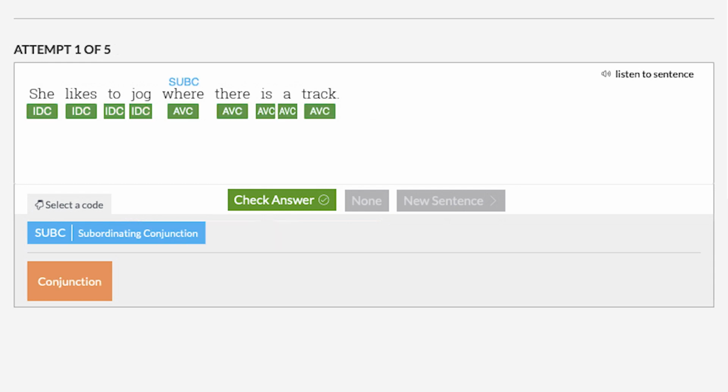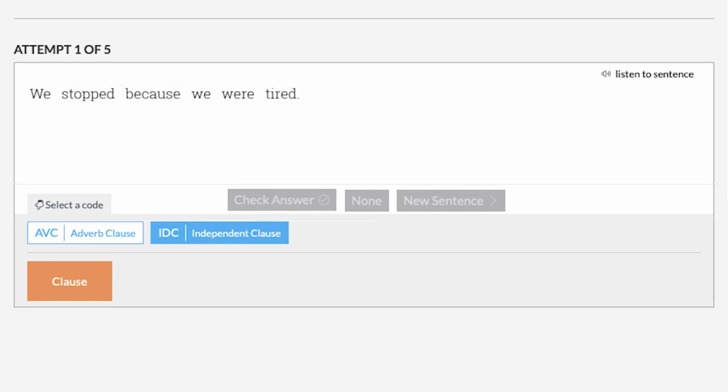The word where is a subordinating conjunction introducing the dependent clause and making the clause an incomplete thought. There is a track is a complete thought. Where there is a track is an incomplete thought. An example of a complex sentence with an adverb clause that answers the question why. We stopped because we were tired.